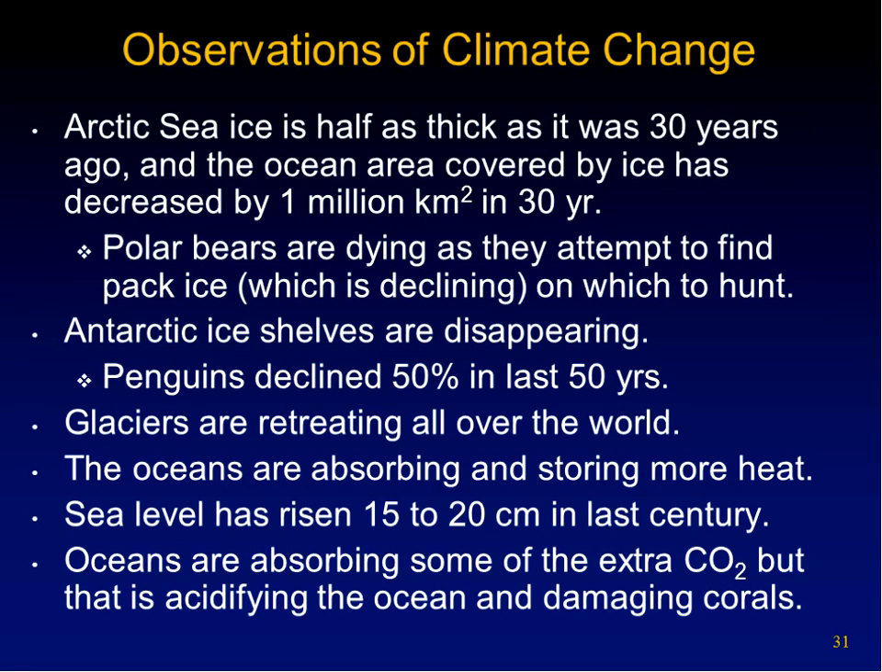Arctic sea ice is half as thick as it was 30 years ago, and the ocean area covered by ice has decreased by 1 million square kilometers in 30 years. More open ocean, less albedo, the planet warms. Polar bears are dying as they attempt to find pack ice, which is declining, on which to hunt. Polar bears kind of do the opposite of your typical brown bear. Their feeding season is in the winter when the pack ice is present, and their hibernation season, although they don't hibernate, is the summer when they don't have access to hunting on pack ice. So the less ice, the fewer polar bears.